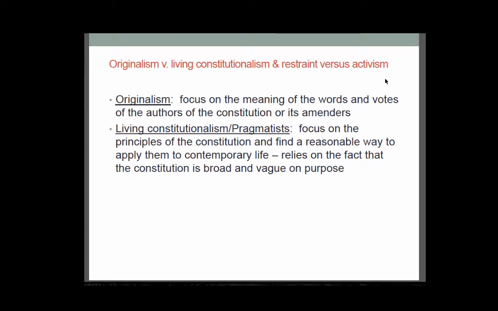The opposite of this, and again, we run on a spectrum, nobody's one or the other, is living constitutionalism or pragmatism. And this is the idea of focusing on what we mean is sort of the more general principles of the Constitution and finding a way to have them make sense in a contemporary setting. It basically relies on the idea that the Constitution was intended to be a broad document with general descriptions, and indeed the founders in many ways defined it as this because they knew society would change. And so that vagueness allows us to apply it and interpret principles in a more modern setting.